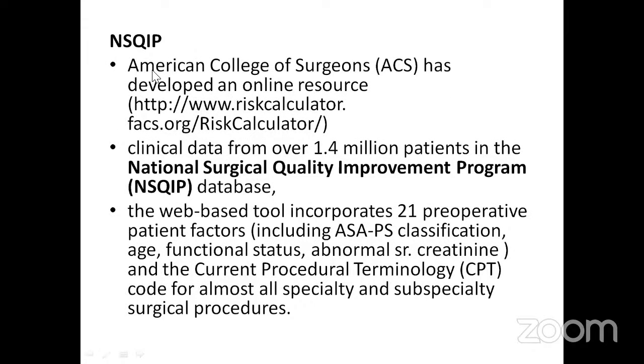NSQIP score. The American College of Surgeons has developed an online resource, which is an online risk calculator. The clinical data from over 1.2 to 1.4 million patients in the National Surgical Quality Improvement Program database were taken. The web-based tool incorporates 21 preoperative patient factors, such as ASA physical status, age, functional status, abnormal serum creatinine, and the current procedural terminology code for almost all specialties and subspecialty surgical procedures.